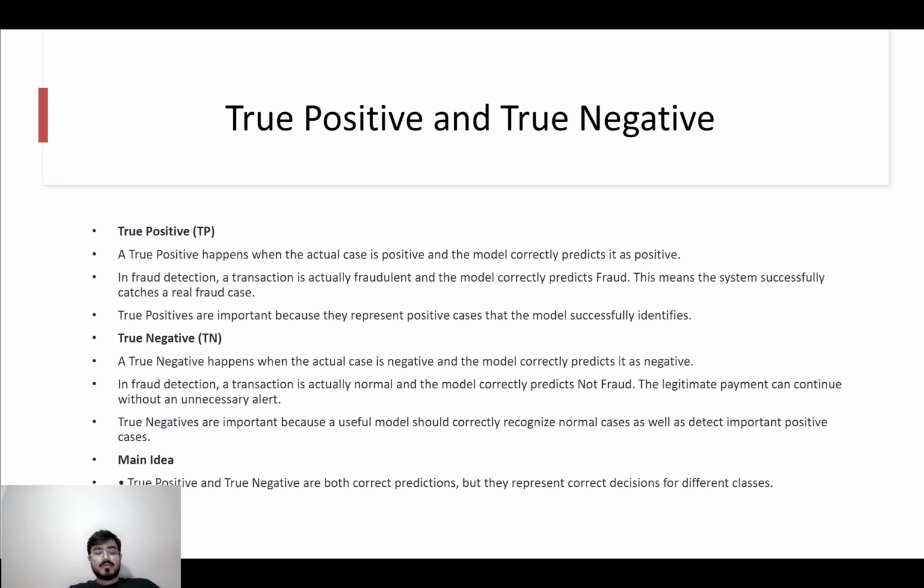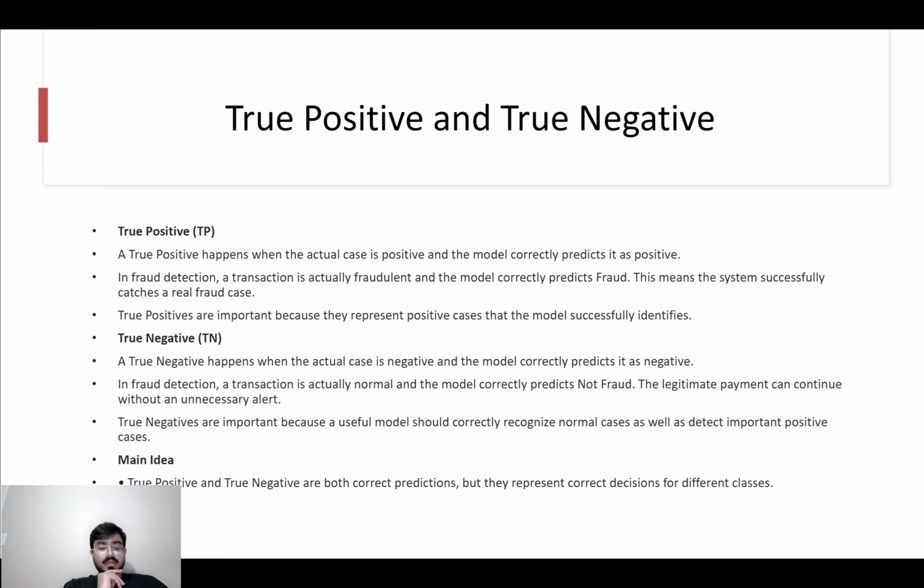So now that we understand the meaning of true, false, positive, and negative, let's look at the first two outcomes in a confusion matrix, true positive and true negative. Let's begin with the true positive, also called TP. A true positive happens when the actual result is positive and the model correctly predicts it as positive. In simple words, the model correctly identifies a positive case. For example, imagine a bank transaction is actually fraudulent. If the machine learning model predicts fraud, then it has made the correct decision. This is called a true positive because the fraud was successfully detected.